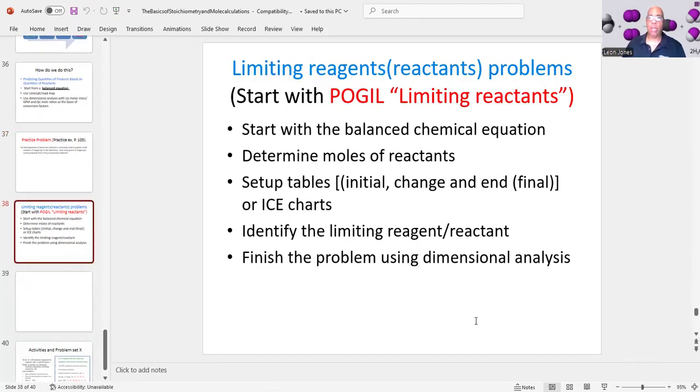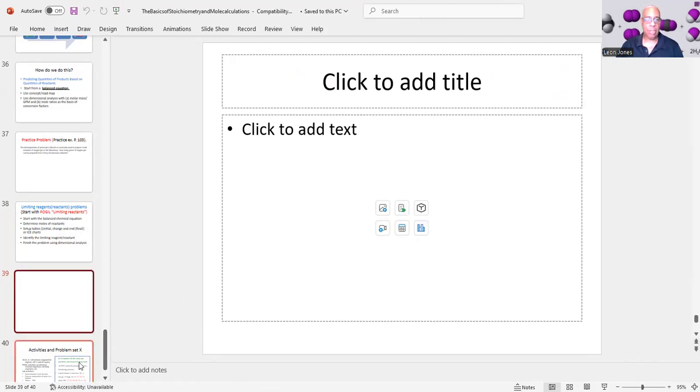And then we have limiting reactants, or limiting reagents, problems. So we start with limiting reactants. Again, start off with a balanced chemical equation, determine moles of reactants, set up tables, initial, change, and final, or ICE charts. Identify the limiting reagent or reactant. And then you finish the problem using dimensional analysis.